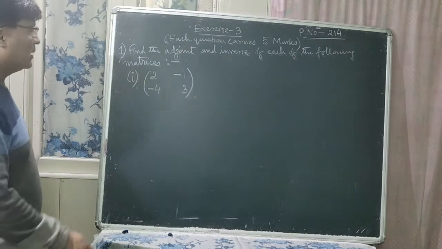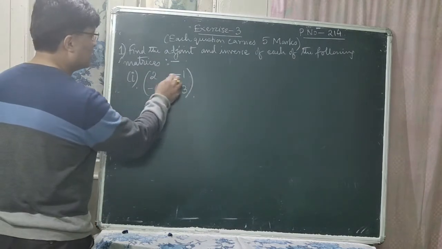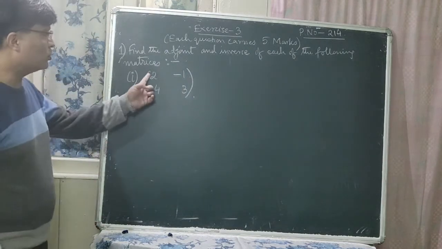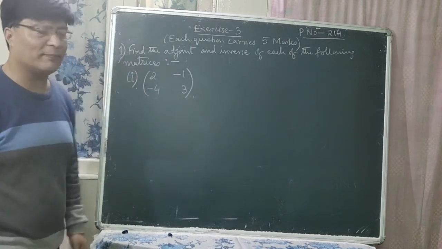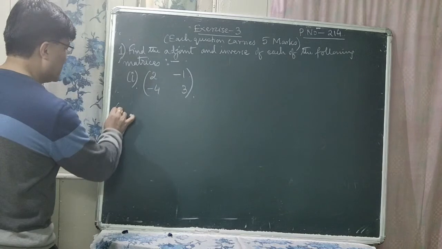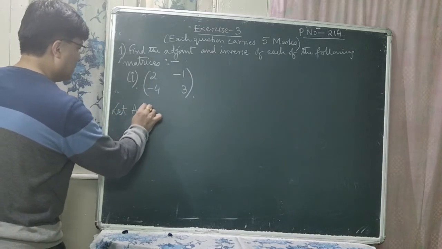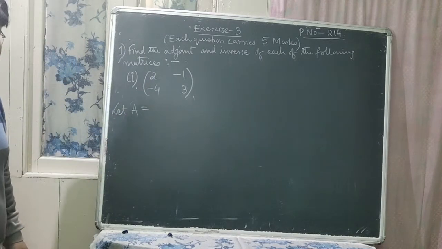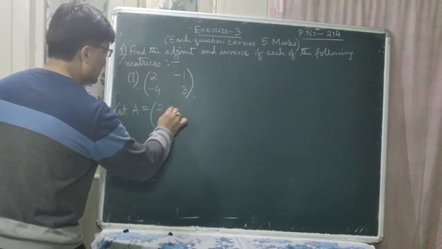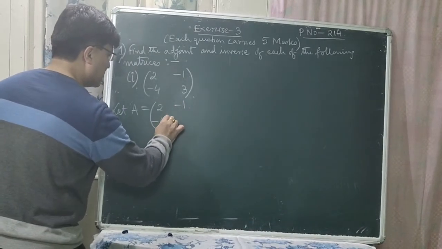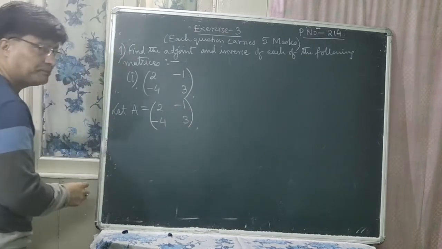That is number 1. Let us find out the inverse of this matrix, that is 2, -1, -4 and 3. This is a second order matrix. Let us assume it as capital A. The matrix is denoted by a capital letter. You know that, isn't it? So capital A is equal to 2, -1, -4, 3.